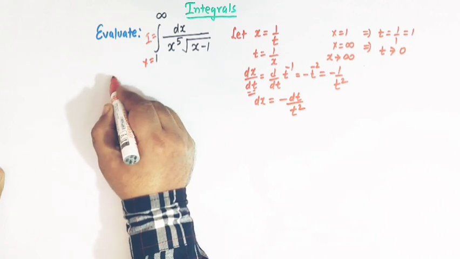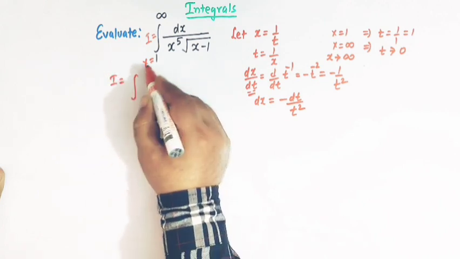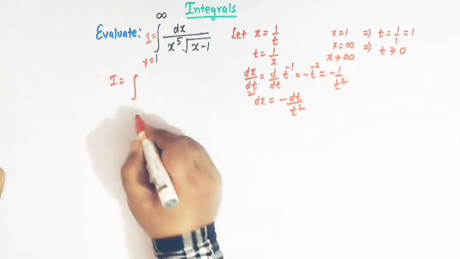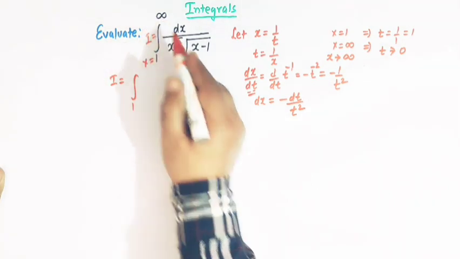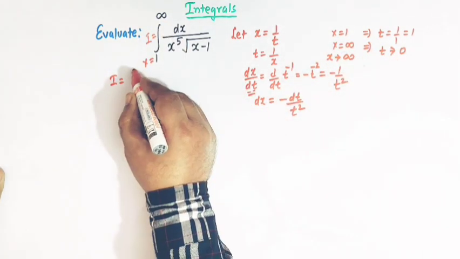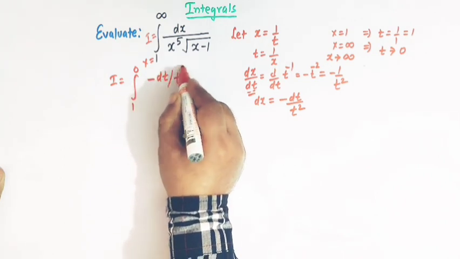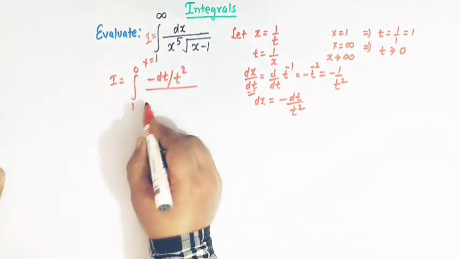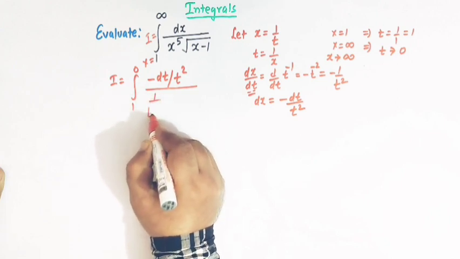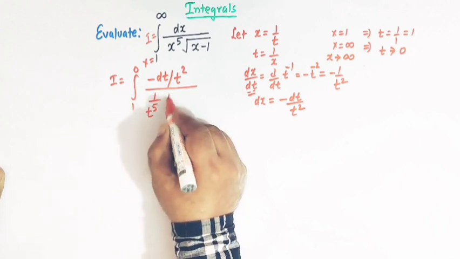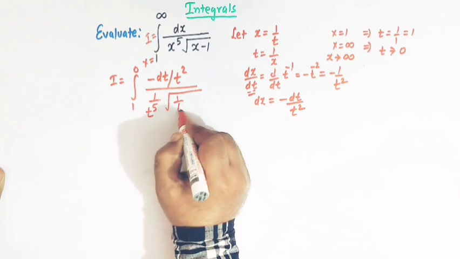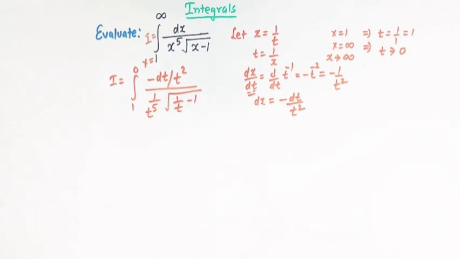So now this integral I can be written as: when x is 1, we have t is equal to 1. When x is infinite, then t is 0, and dx is minus dt over t square, and x raised to 5 is 1 over t raised to 5, and here we have square root of 1 over t minus 1.